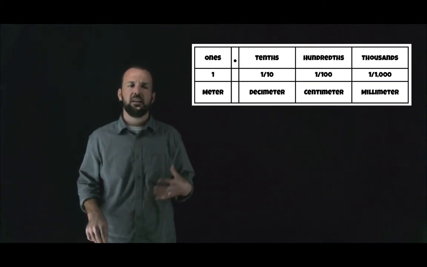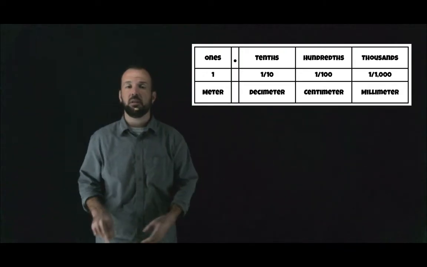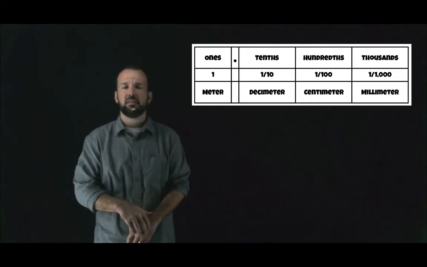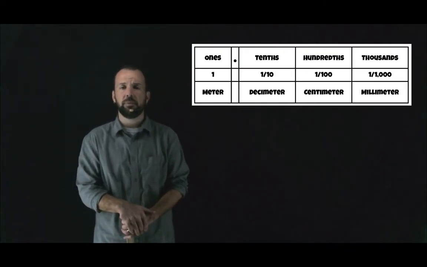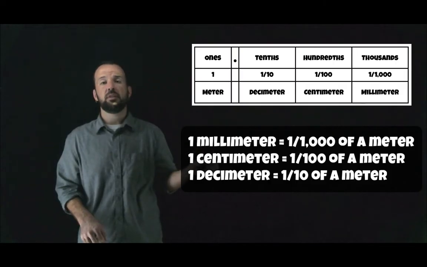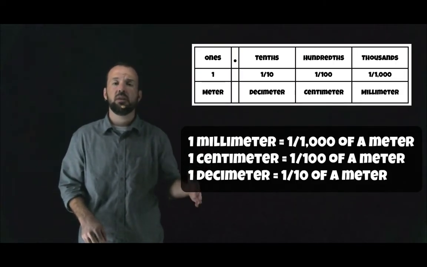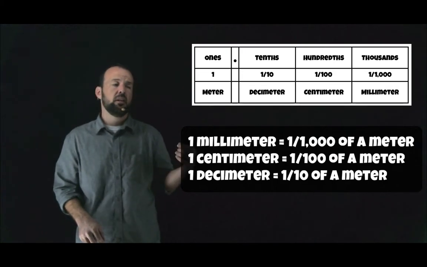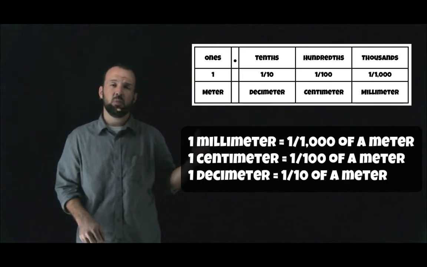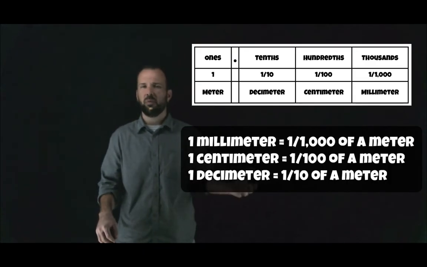What could you say? How could you describe what they have in common, or how you move from one to another, or how you tell them apart? Give me a little bit of a sentence about how you would describe that relationship. All right, awesome. So what we could say is something like 1 millimeter is 1/1000th of a meter. 1 centimeter is 1/100th of a meter, and 1 decimeter is 1/10th of a meter. So that's how we can see that relationship and what they have in common.